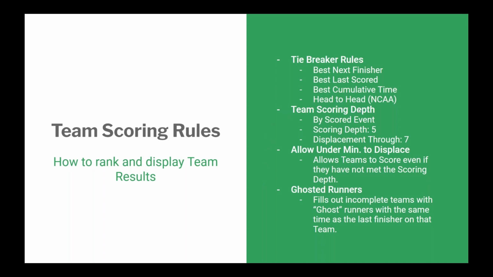So team scoring depth is what we talked about. You're scoring 5, you displace through 7. Allow under minimum to displace is basically saying that it allows a team to score even if they don't have the scoring depth. So if they only have 3 runners finish, they would be under the minimum to score, but you're still displacing with those runners. And then ghosted runners fills out incomplete teams with ghost runners with the same time as the last finisher on the team.